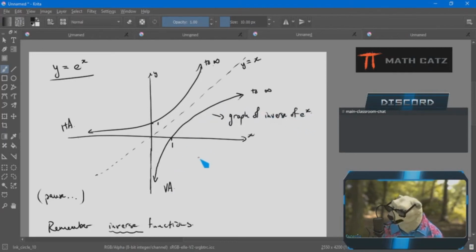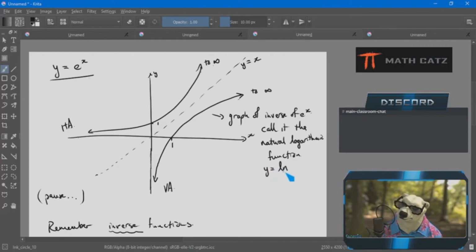It's there. I can see it. It has properties and everything. I just want to name it. That's all I want to do. I want to name it. We're going to call this the natural, because it's coming from the natural exponential function, logarithmic function. And it's going to be y equals ln, for natural logarithmic function, of x.